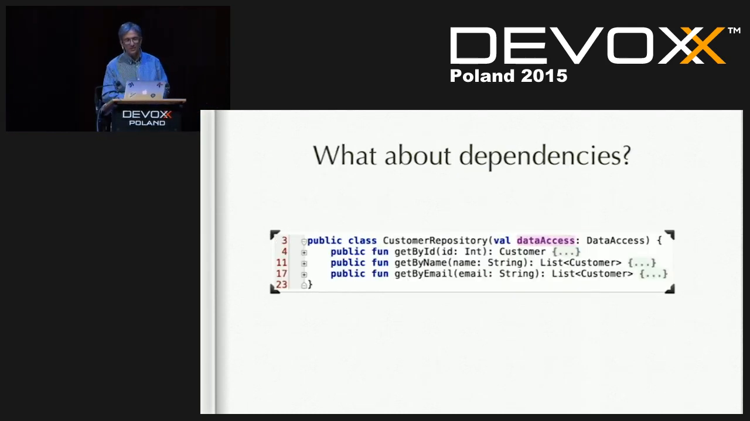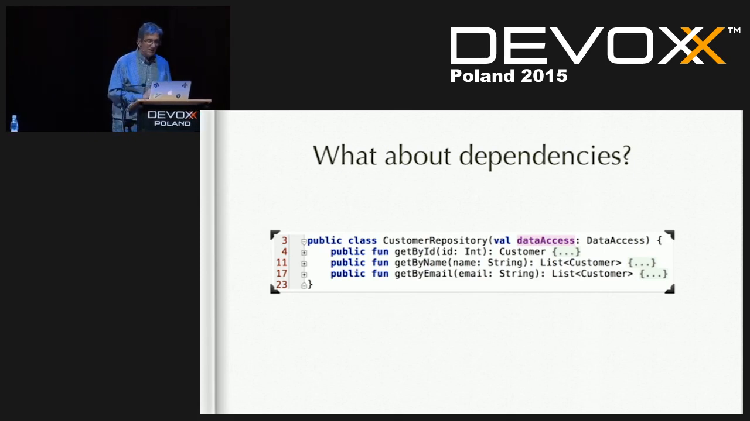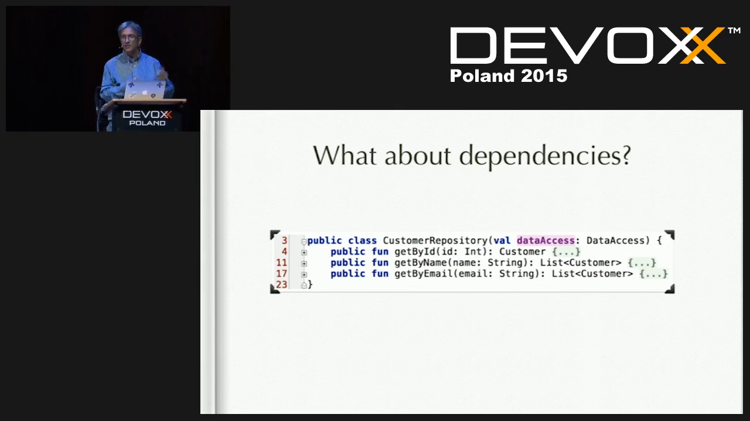Here's another example, dependencies, right? When we talk about dependencies, you're all familiar with dependency injection, right? And you're all familiar with IOC containers. And here I have a customer repository that has data access passed in. And then I have get by ID, get by name, get by email, and each of these in turn are going to use that dependency.